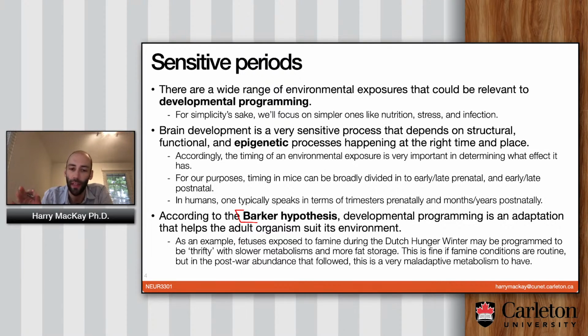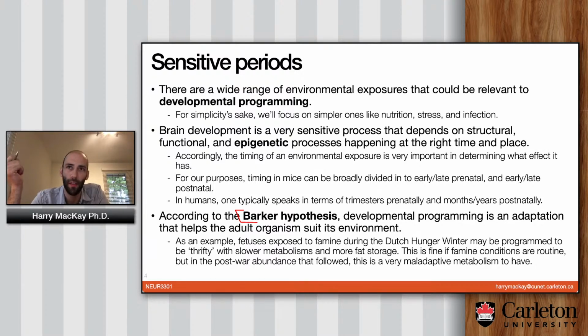So the logic would be that making the development of the brain and energy balance systems in particular plastic would allow the developing organism to adapt its metabolism to suit the way the environment actually is. So, as an example, fetuses that were exposed to famine during the Dutch hunger winter might be programmed to be, quote unquote, thrifty, meaning that they try to save energy a lot. If you're thrifty with money, you don't try to spend very much of it, you try to save it. They would be given slower metabolisms and a higher tendency to store fat. And if you are growing up in a world where famine is the norm, this would probably be quite ideal.